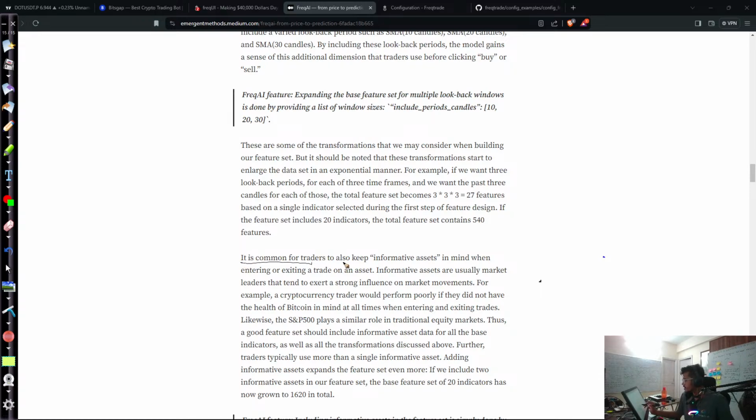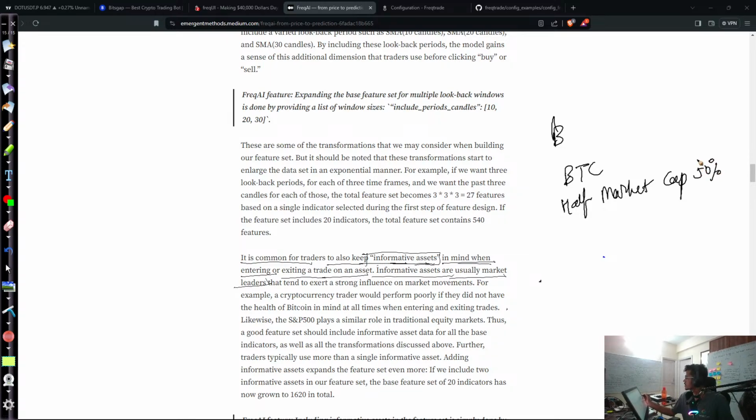It is common for traders to also keep informative assets in mind. Here we're going to talk about Bitcoin, the large cap coin. It is common for traders to keep informative assets in mind when entering or exiting a trade on an asset. Informative assets are usually market leaders. See, this is what I was talking about. Bitcoin alone is half of the market cap of cryptocurrency. The whole cryptocurrency, half of the whole market cap.